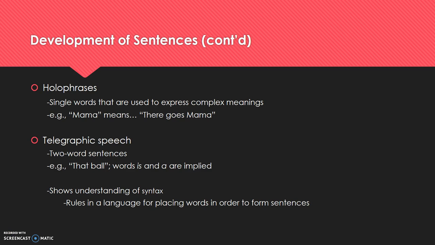Okay, sorry, skipped ahead there a little bit. We talked about telegraphic speech a little bit earlier, but just to bring home the idea, usually holophrases turn into telegraphic speech, which become two-word sentences. Things like "that ball," where words are implied, like the word "is," the word "a." Instead of "that is a ball," we understand the child means "that is a ball" when they say "that ball," and so that shows that they're implying syntax. They're implying the words "is" and "a" into that phrase, even though they don't include the words. Syntax is implied, which is an important step for the development of larger sentences, larger vocabularies, things like that.